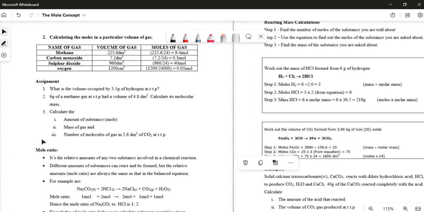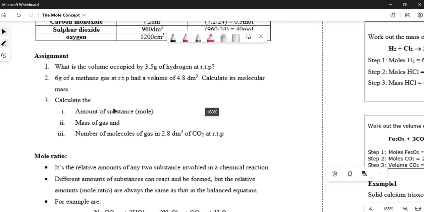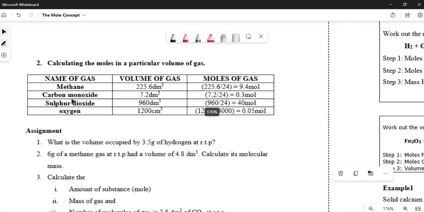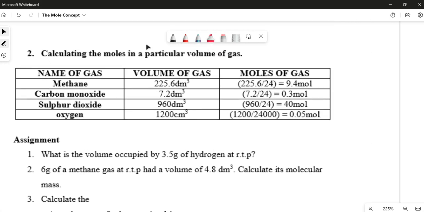Calculating the moles in a particular volume of gas. Let's say we have our gas and the volume has been given. To find the mole of any gas, we can do the volume of the gas over 24, and once we do that, we get our answer. The same for the rest of them. Just look at them once before you continue with the video.